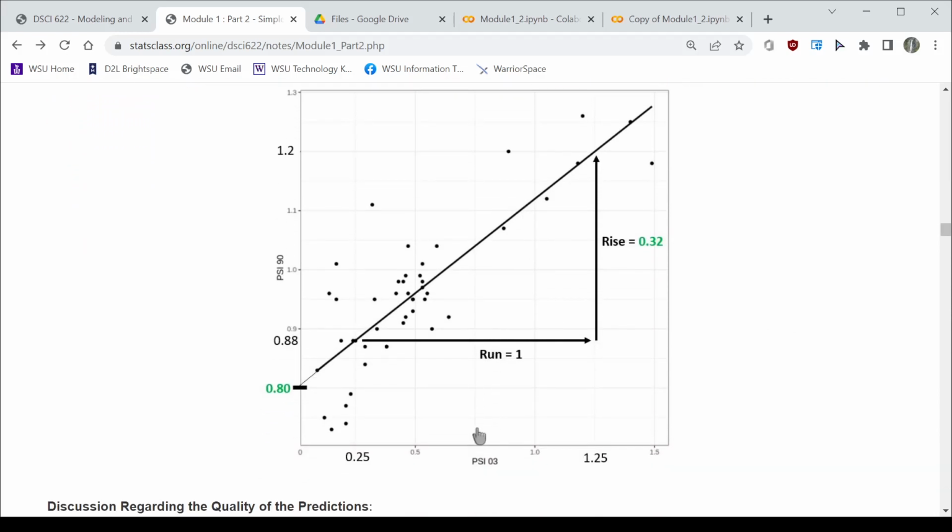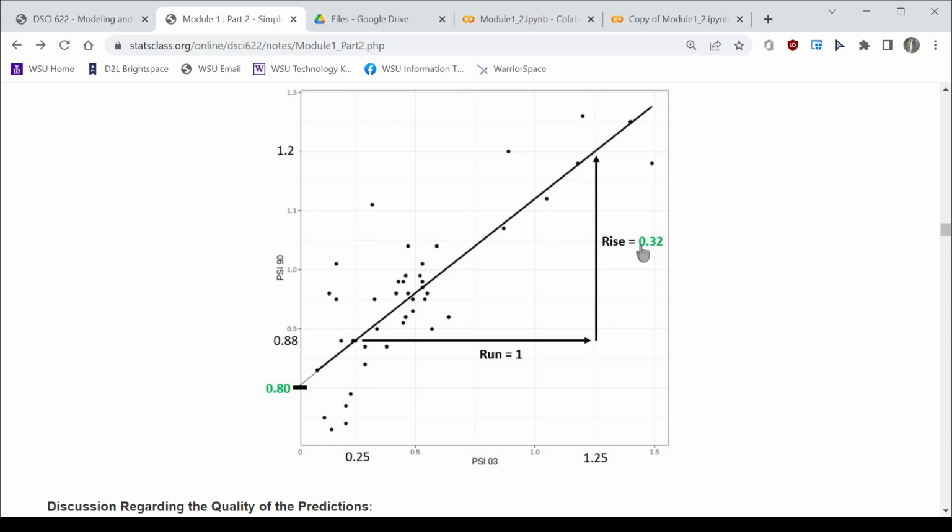So let's suppose that I have one hospital, let's call it Hospital A, that has a PSI03 rate of 0.25. I have another hospital that is Hospital B, and let's suppose their PSI03 rate is 1.25. I can expect Hospital B to be higher for the PSI90. Okay, it looks like for Hospital B, PSI90 is going to be about 1.2. But for Hospital A, PSI90, I would expect it to be about 0.88.